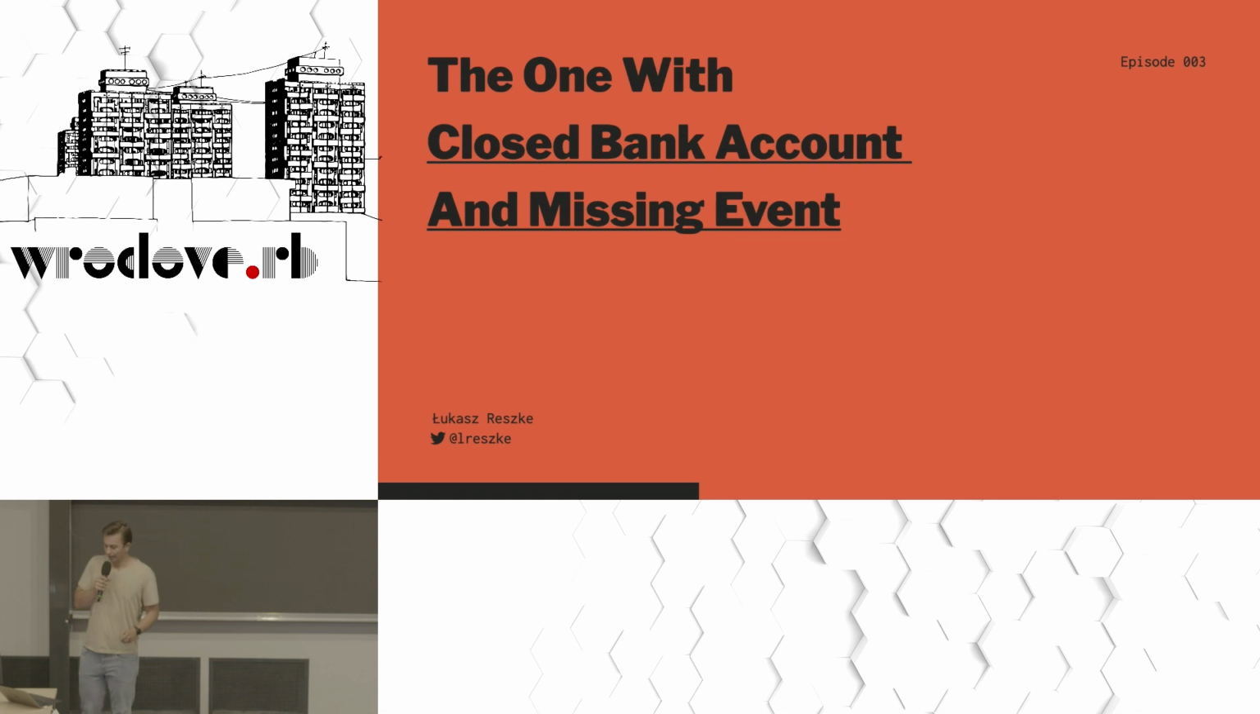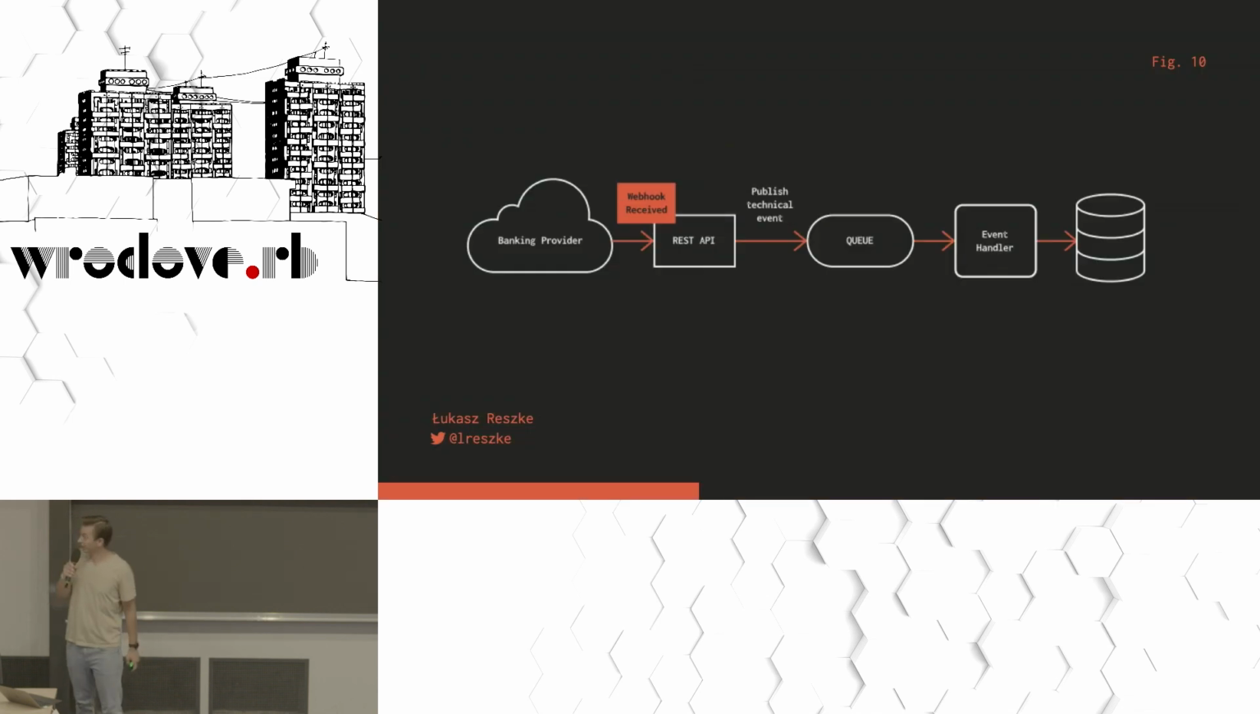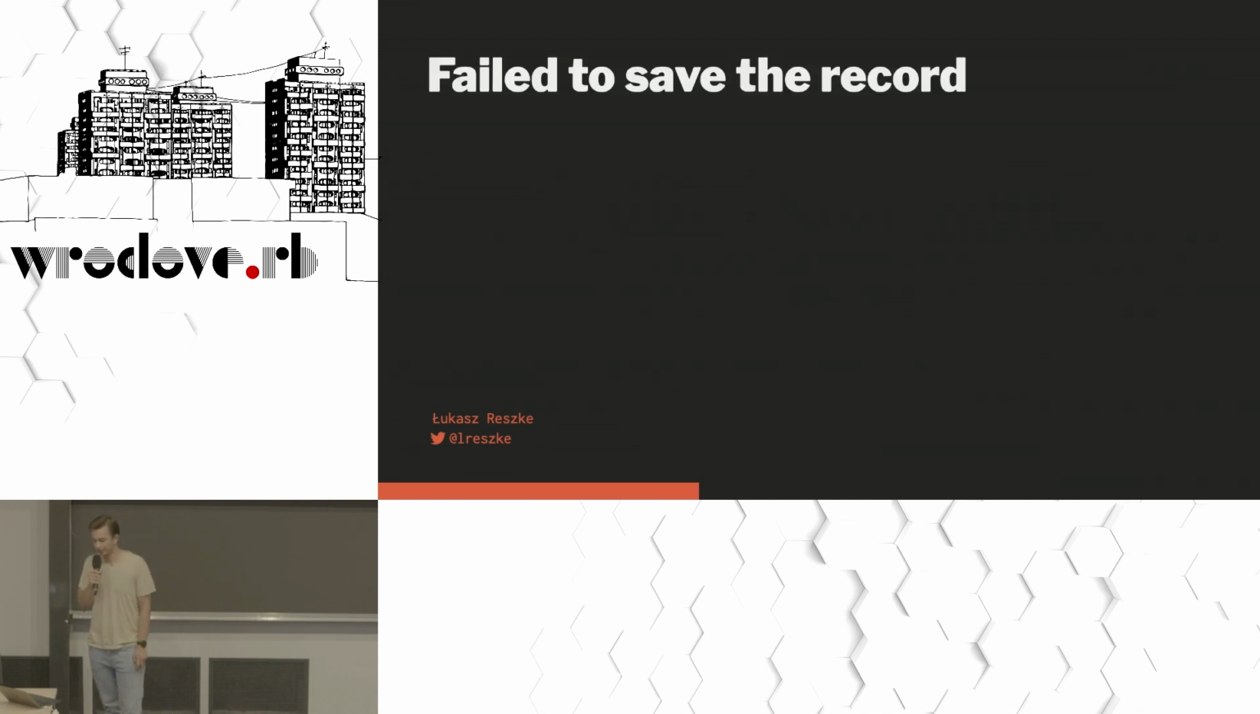So there's another story with the bank account, which I call the one with the closed bank account and missing events. So you can see already that perhaps we introduced some problem in the previous story when we implemented the aggregate that keeps track of this performing operation. And so this is what actually happened. When we received the webhook, and then the webhook was published as a technical event, you already know this pattern, then we started processing it, but it failed. And the error said it failed to save the record.